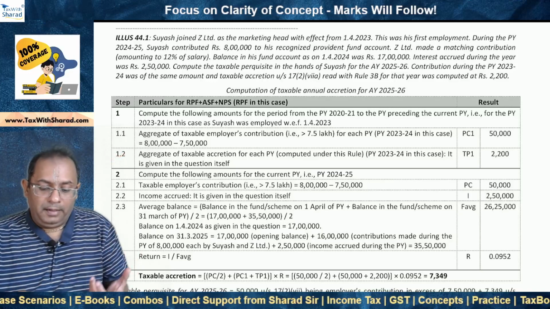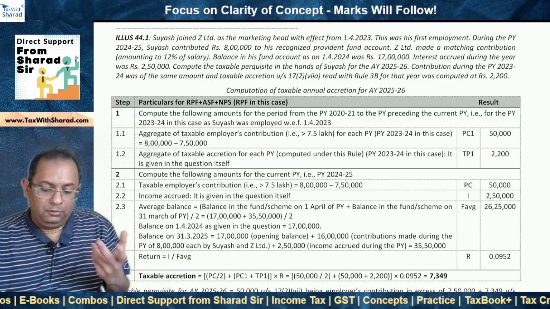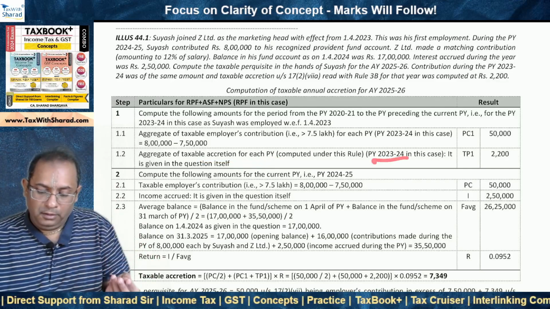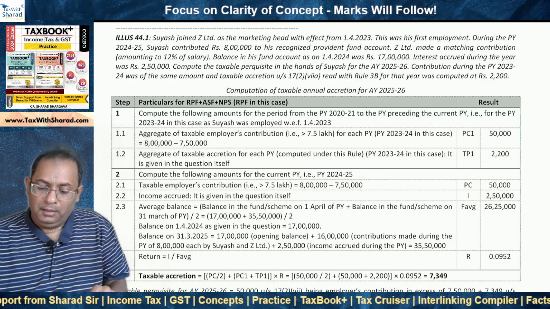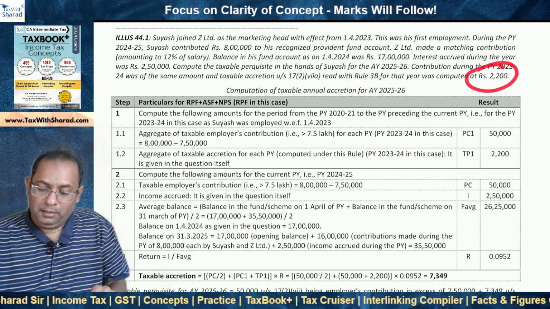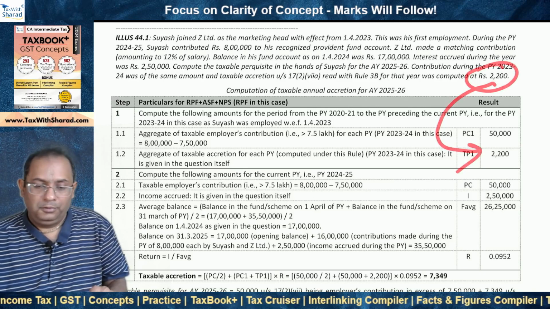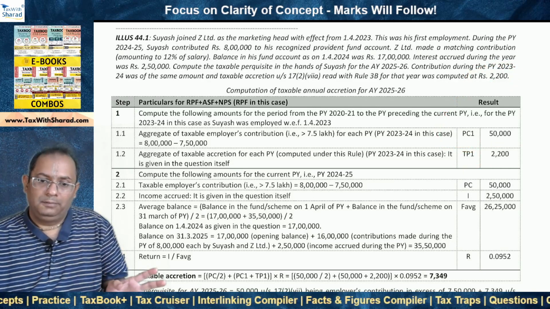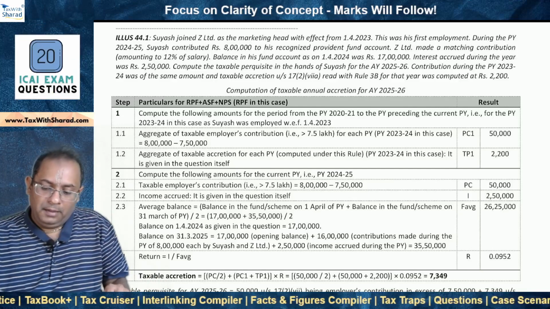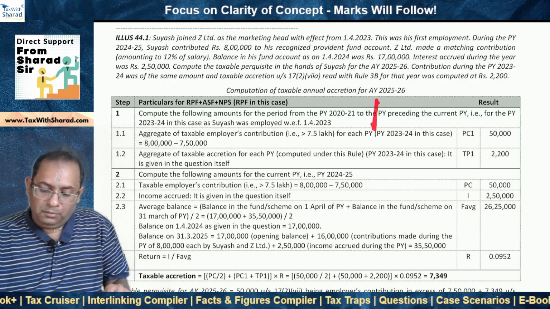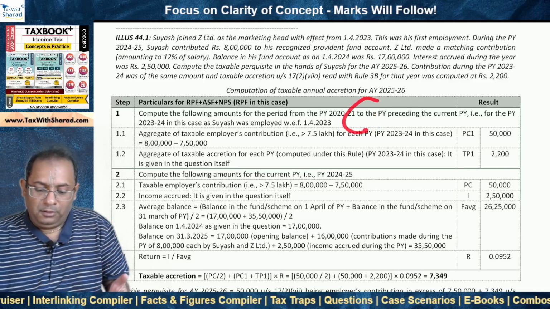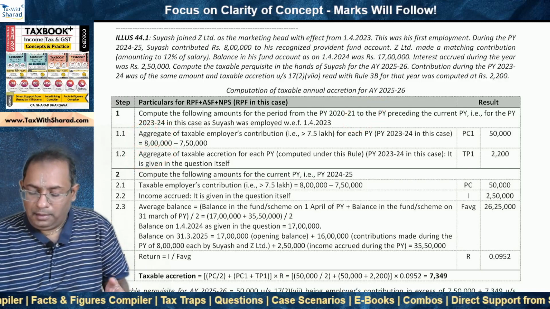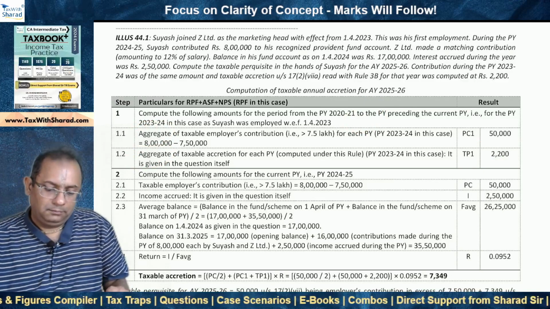Secondly, we need to aggregate the taxable accretion computed under Rule 3B for each of the previous years. Since there is only previous year 23-24 in this case, and in the question itself, the amount computed under Rule 3B is given at 2,200. This becomes 2,200. So PC1 becomes 50,000, TP1 becomes 2,200. Clear? If it is more than one previous year which is comprised in this particular period, then we will aggregate the amounts, and the aggregate is what we will mention here.